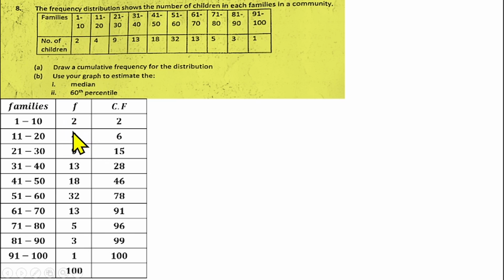Sorry, you have 2 plus 2 plus 4 rather, that gives us 6. Are we there? Then 6 plus 9, that gives us 15. 15 plus 13 will give us 28. 28 plus 18 will give us 46. 46 plus 32 will give us 78. 78 plus 13 will give us 91. 91 plus 5 gives us 96. 96 plus 3 gives us 99. The 99 plus 1 will give us 100.